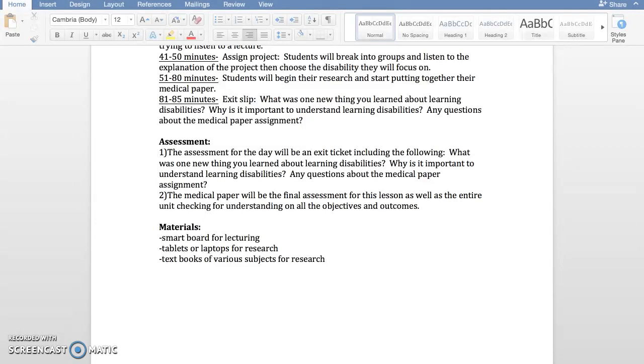Some materials: hopefully I have the opportunity to work with a smartboard to pull up various media. Students will hopefully have access to tablets or laptops for research in class, and also some textbooks of different subjects, maybe some of my old psychology books or other biology books.